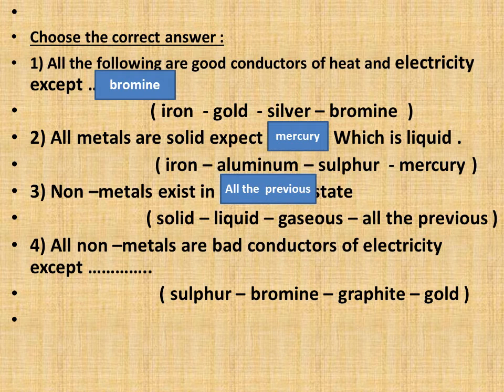Number 4, all non-metals are bad conductors of electricity except. Let's see which one is a good conductor. Sulfur is a bad conductor, bromine is a bad conductor, graphite is a good conductor, gold is a good conductor of electricity. But we ask about non-metals. Graphite is a non-metal, gold is a metal, so we will choose graphite. It's the only non-metal that is a good conductor of electricity.